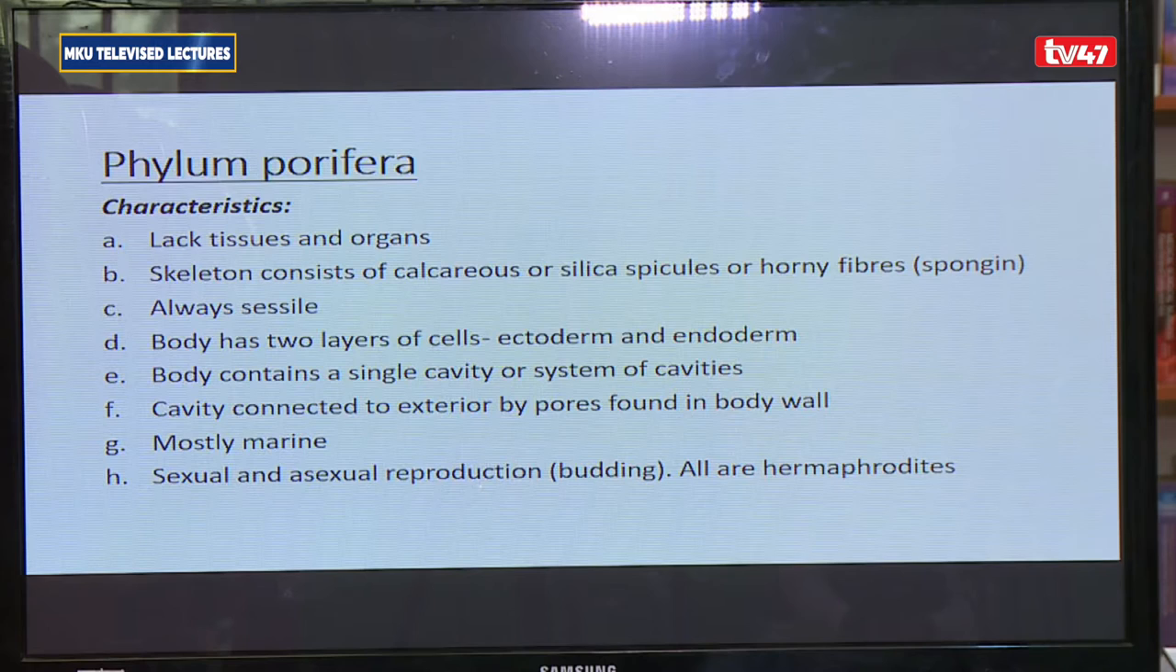Sexual reproduction is where they reproduce by forming gametes. Now, for those that have sexual reproduction, you'll find an individual sponge has both male and female reproductive structures within itself. So therefore, they are hermaphrodites, where hermaphrodite means an organism with both male and female reproductive structures.